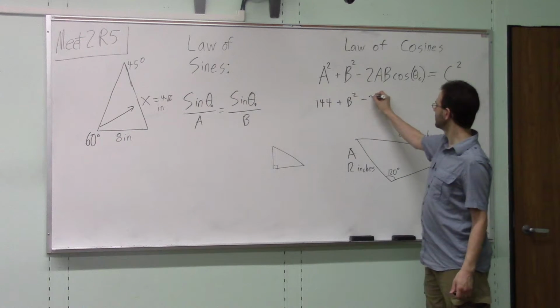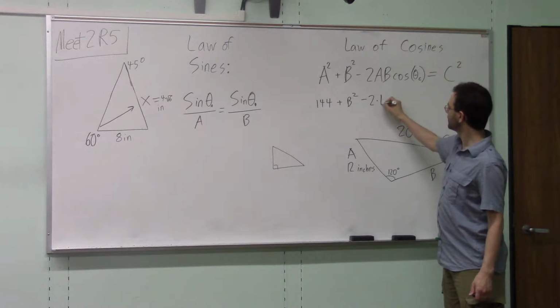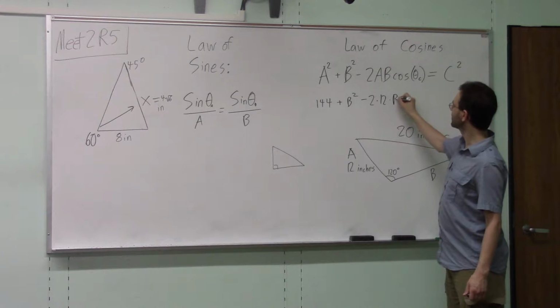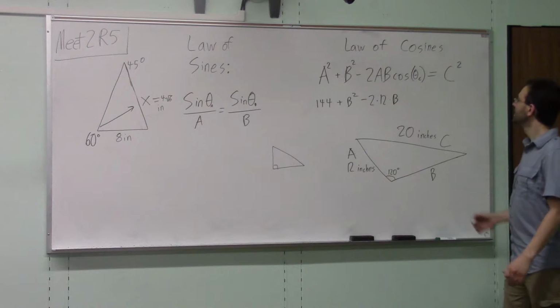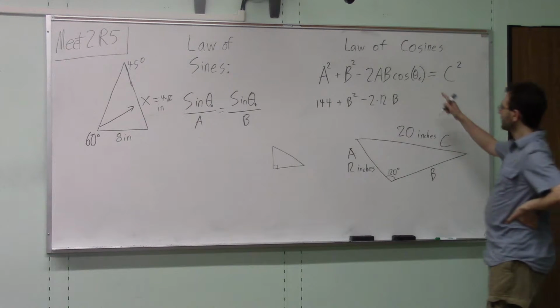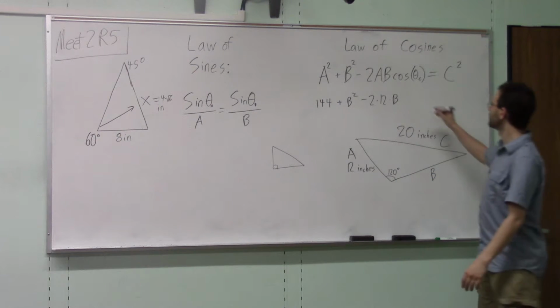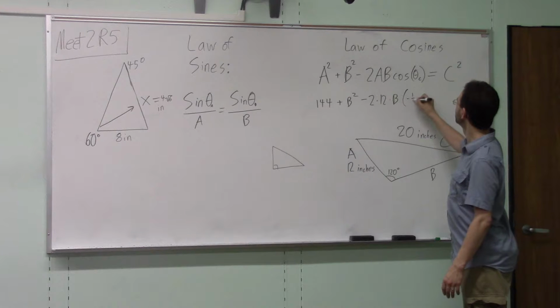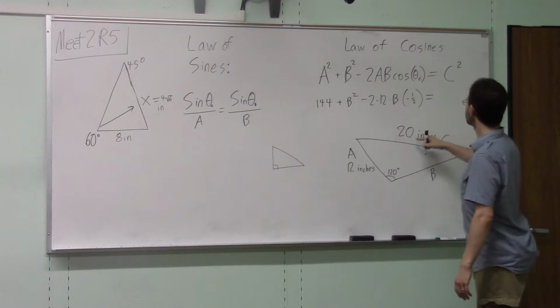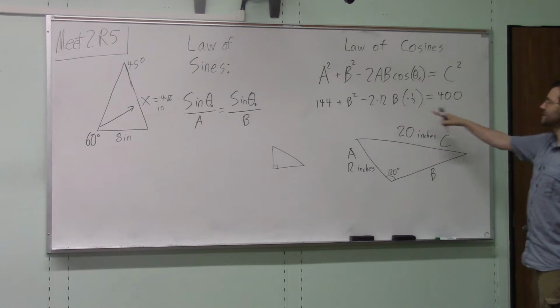2 times A times B, which we don't know, times the cosine of angle C. What's the cosine of 120? Negative half. C squared, 400. And you can see this is solvable.